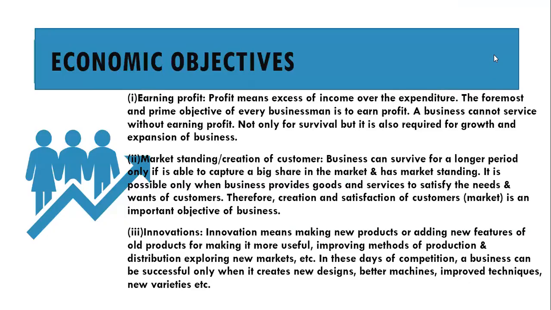Of economic objectives. Economic, which is related to money. The first one will be earning profits. So earning profit is mandatory. It's the prime objective of every businessman. And what does profit mean? Excess of income over expenditure. So whatever you have invested, after taking out your expenditure, your investment, whatever is left over is profit.